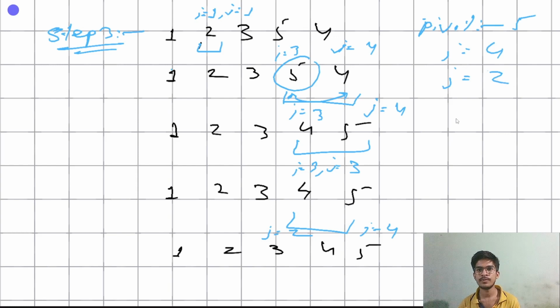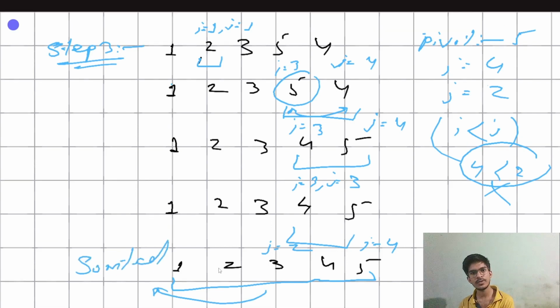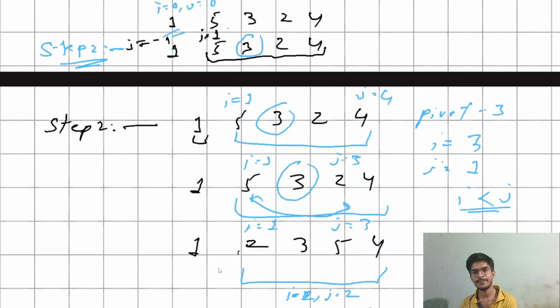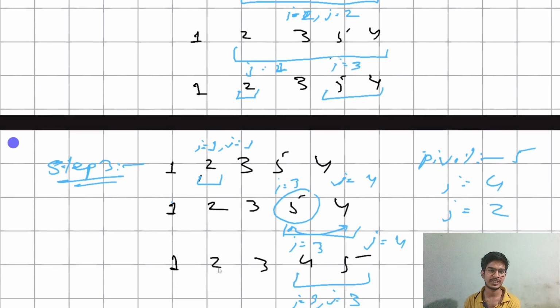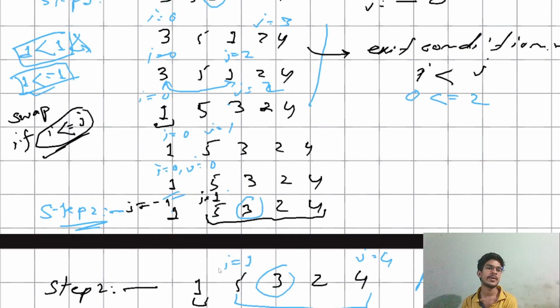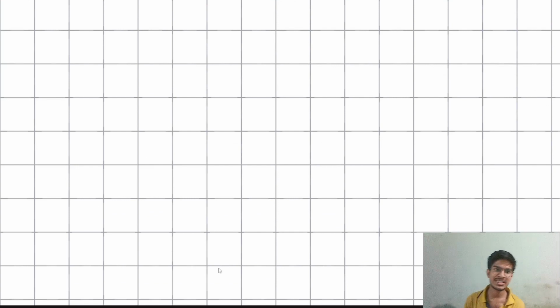Okay, so now we have to check the termination condition: i is less than j, that means 4 is less than 2. This condition is false, right? So step 3 will be terminated. So now you can see this list is sorted, and we've done it in very clear steps. It's looking like it is 3 pages, but it's really a simple explanation, I would say. Okay, so let's get started with the time complexity and the space complexity of the algorithm.